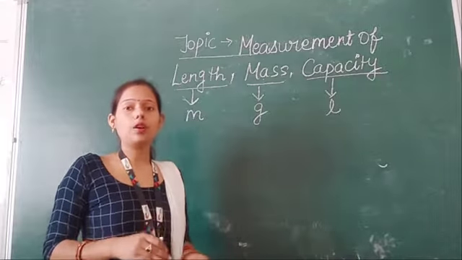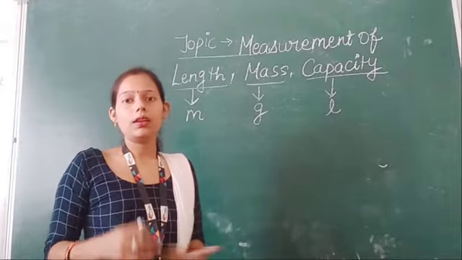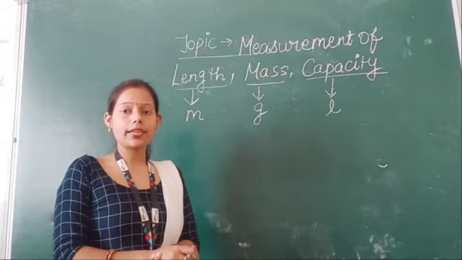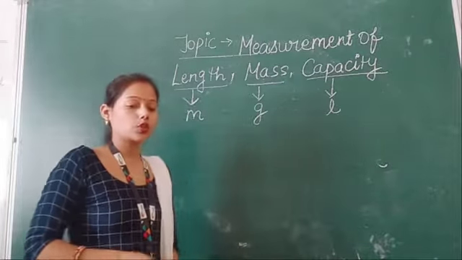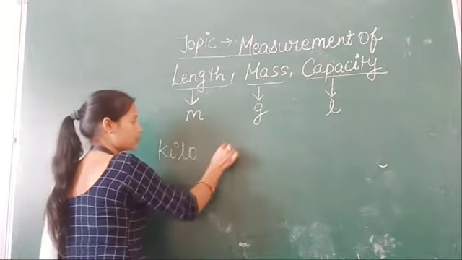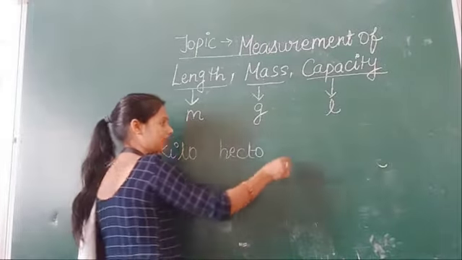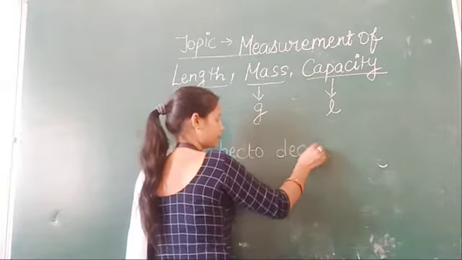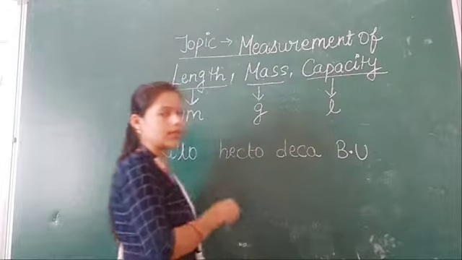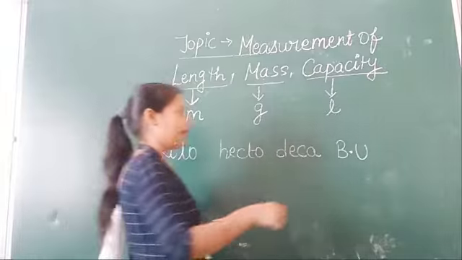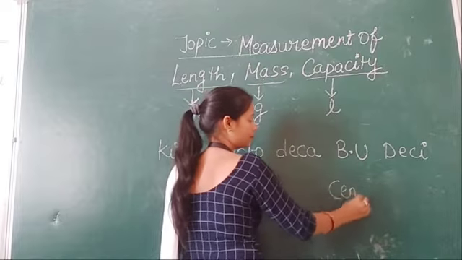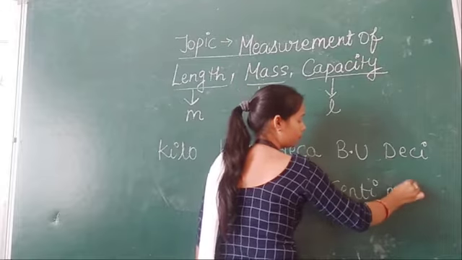So now in this video I will explain the table of measurement. So class, in the table of measurement we have 7 units. Our first unit, the biggest unit, is kilo, after that hecto, then deca, and here lies the basic unit. BU means basic unit. After that deci, centi and milli.